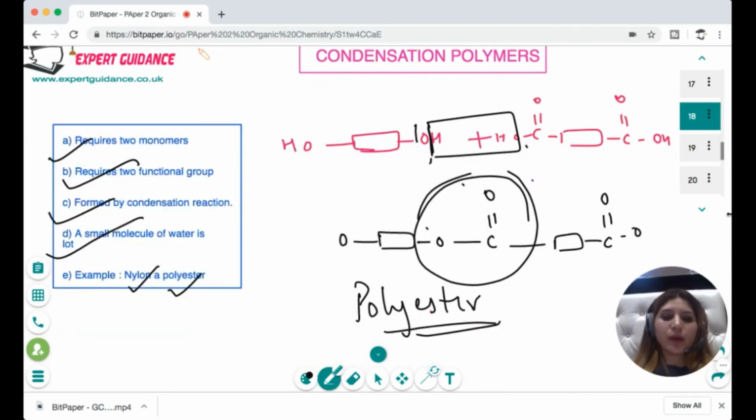Addition requires 1 monomer. Condensation requires 2 monomers or 2 functional groups. In addition, nothing is lost. Here, a small molecule is lost. Addition polymers are formed by addition reaction. Condensation polymers are formed by condensation reaction.